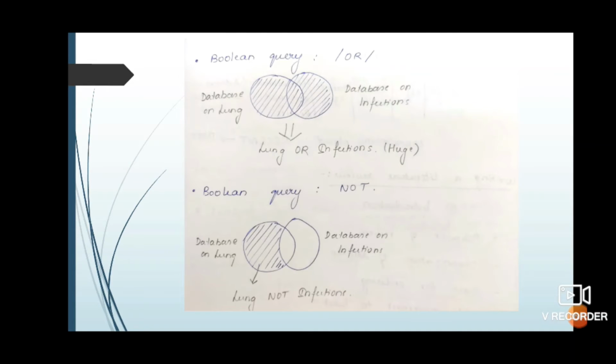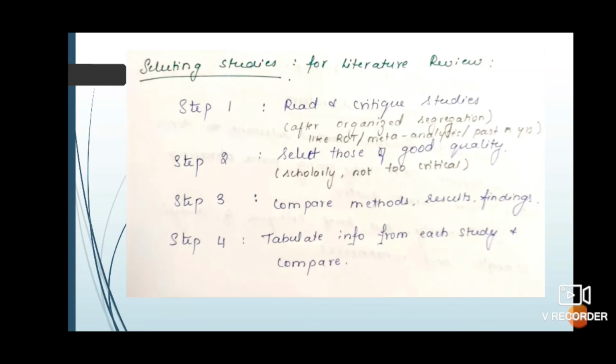And we also have the Boolean queries like OR and NOT. OR is actually something that makes the search huge. With this, we can get both articles on lung and on infections, so it will display a huge number of articles. And then we have something called NOT, that is lung NOT infections, which will limit the search even more, displaying only the articles concerned with lung but not with infections.